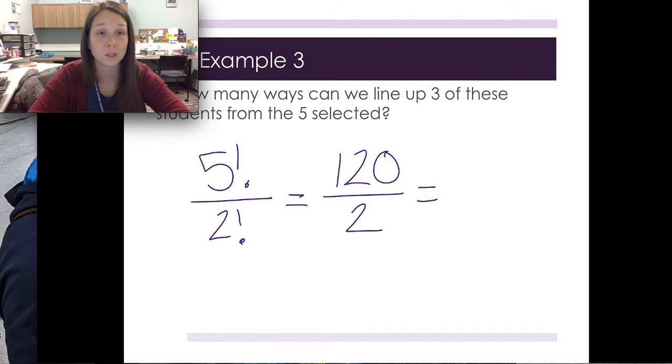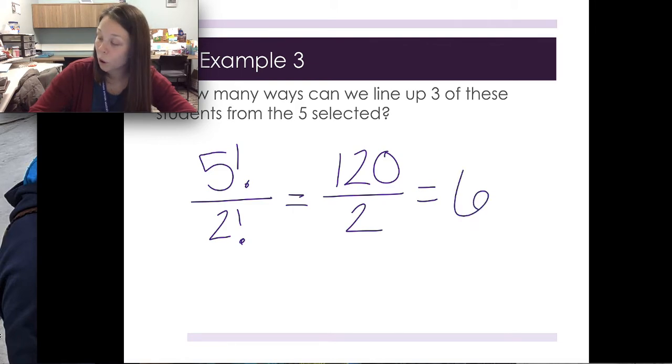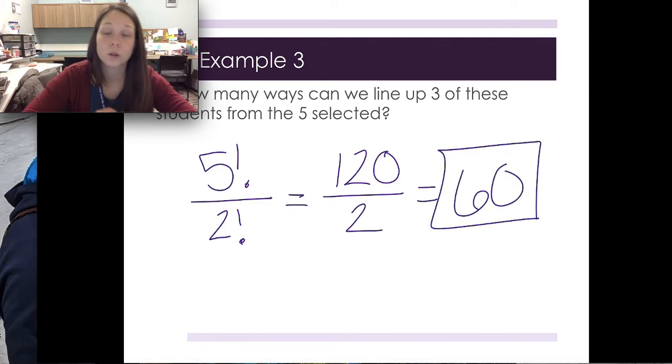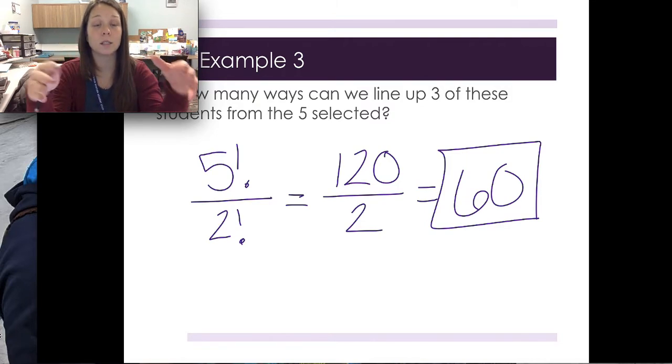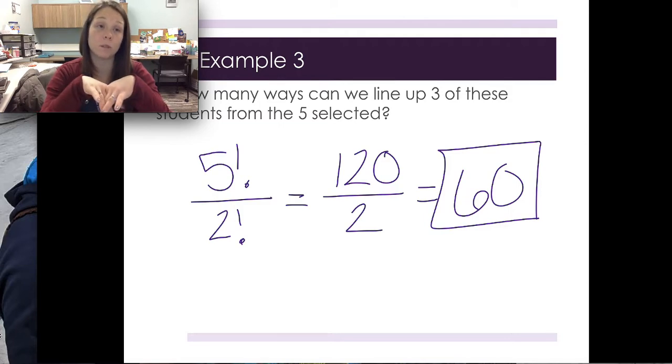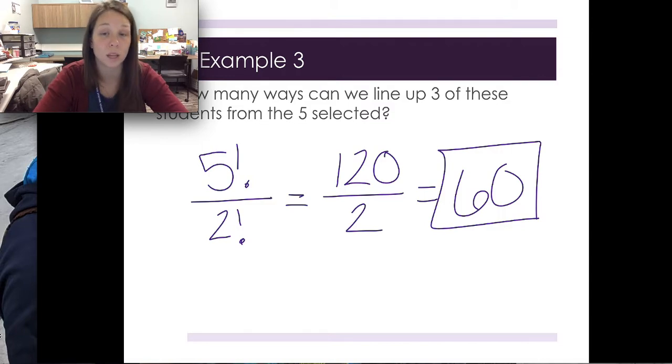Because when I divide these 2 numbers, it'll leave me with all the ways to arrange the 3 students that we are picking. So you have your total factorial of everyone divided by the factorial of those that you're not picking, and that'll leave you with all the different ways to arrange the students that you are picking. So we get 60.